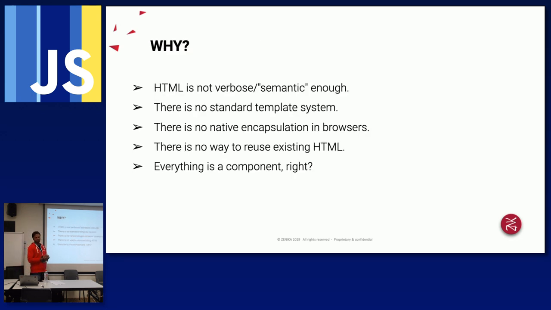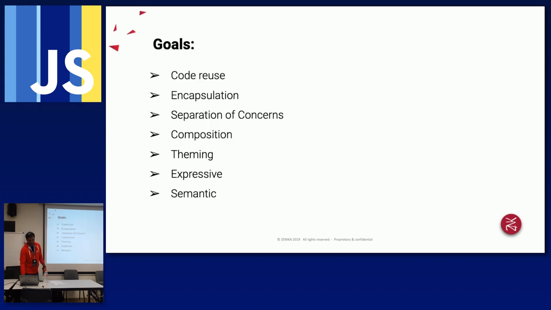So why web components? It's basically that HTML is not semantic enough to understand. There is no standard templating system. There is no native encapsulation in the browser. Basically, you cannot encapsulate your styles or your markup so that it doesn't get overwritten by the global or parent CSS. There is no way to reuse the existing HTML. And everything is a component, as we talked about.